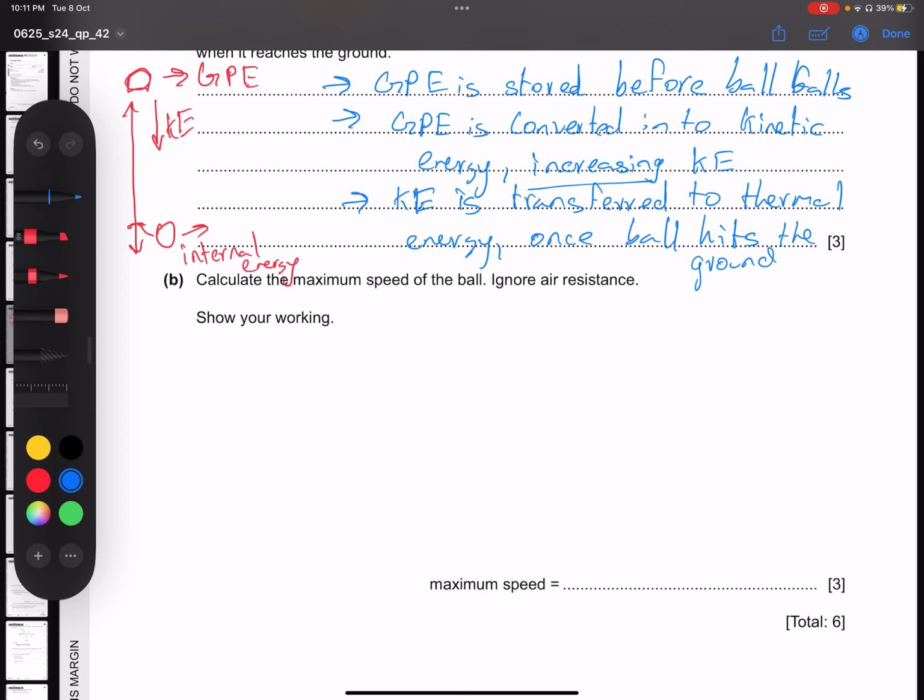Now let's calculate the maximum speed of the ball and ignore air resistance. So we already know that v square is equal to 2gh. This is derived from the formula half mv square is equal to mgh. We know that all the kinetic energy is equal to the maximum amount of GPE that's stored inside the ball before it's falling down. Since m is common on both sides, we can just cancel m. We can take 1 by 2 to the other side, so v square is 2gh.